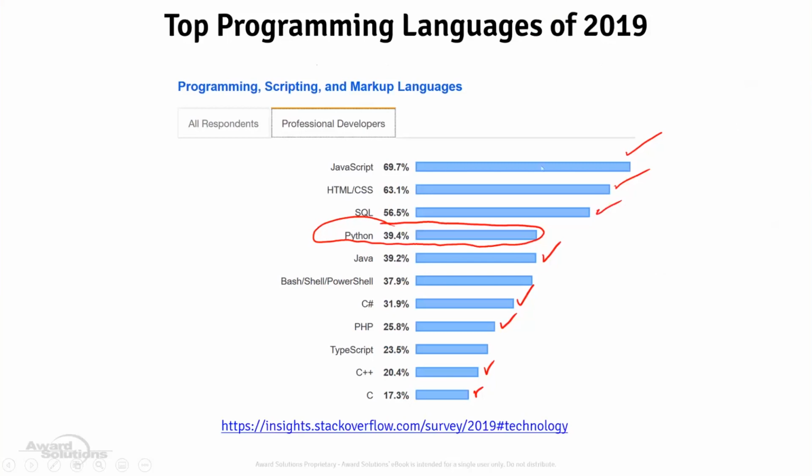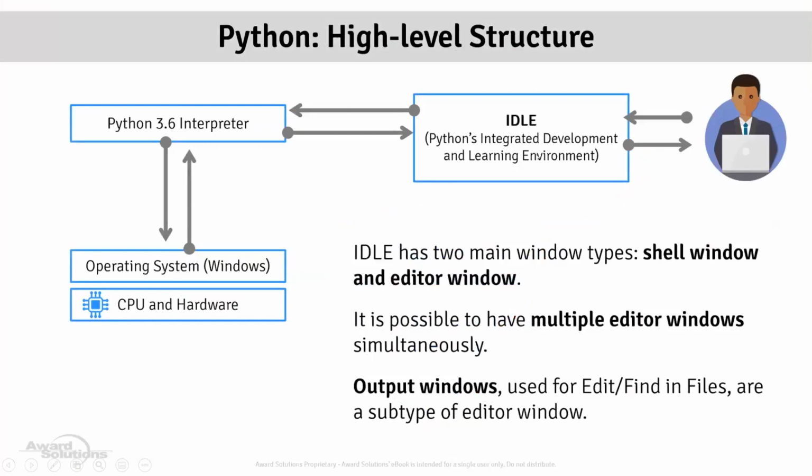Another reason to look at Python, it is a very high level language. It is an interpreted language. So versus being a compiled language, you'll use some type of an integrated development and learning environment, and you write your Python code. The Python interpreter will run. It'll interface with the operating system, in this example Windows, and then interface directly with the CPU and the hardware.